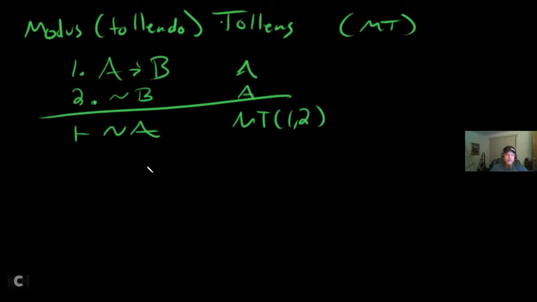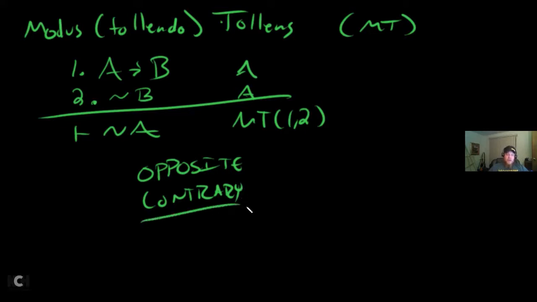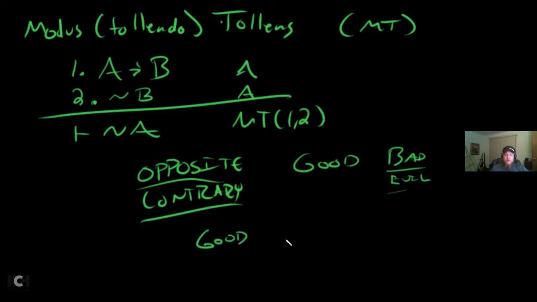Now here I want to talk about what it means to be an opposite and what it means to be a contrary. When we're talking about modus tollens, we're talking about contraries. What is an opposite? If I say good, what's the opposite of good? It could be bad. It could be evil. If I say what's the opposite of daylight, it might be nighttime or something like that. Contraries are much more explicit. A contrary is where you have the exact same thing but with a not in front of it. So if I've got good, what's the contrary of good? Not good.